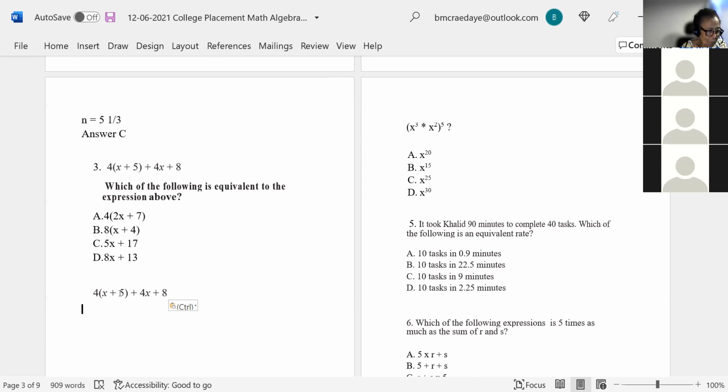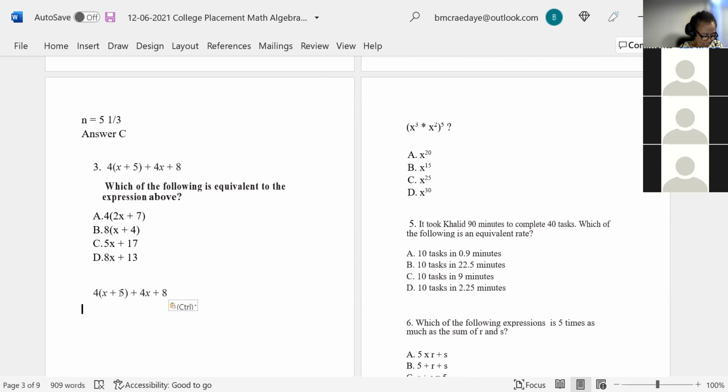Now read back what I just told you. 4, left paren, x plus 5, then right paren, and then plus, what's next? Plus 4x, and then plus 8.